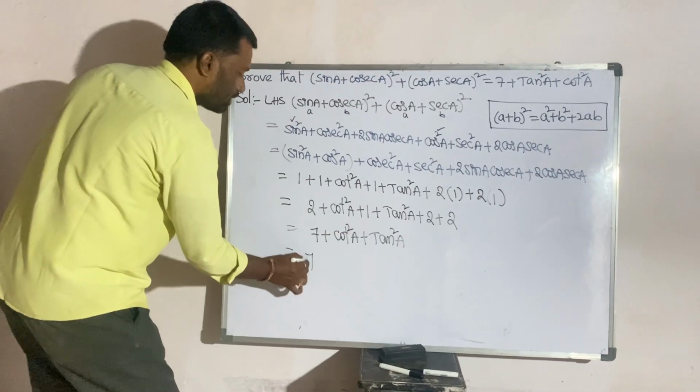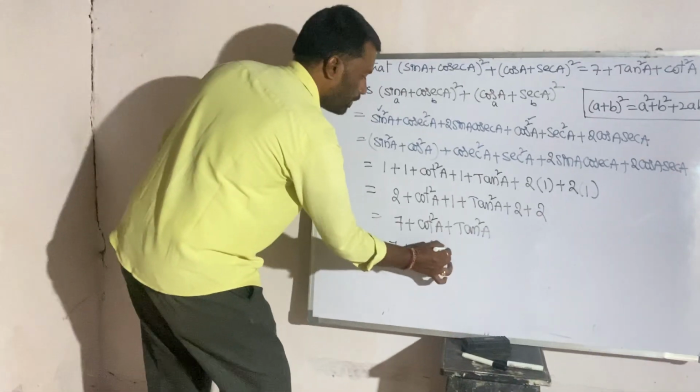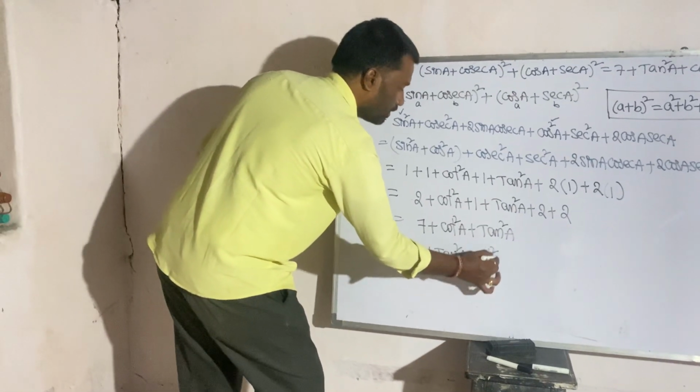It can be written as 7 + tan² A + cot² A. This is RHS.